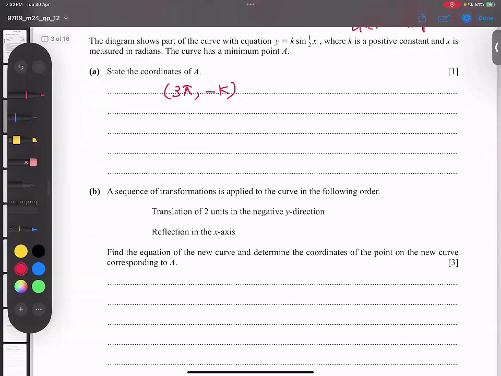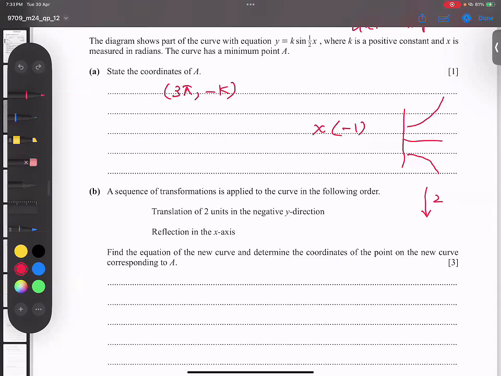A sequence of transformations is applied to the curve in the following order. Translation of 2 units in negative y. It means 2 units, negative y means it's going 2 units downwards. And reflection in the x-axis. So when you reflect any curve in the x-axis, every y value is multiplied by -1. Because see, there's a positive value and it turned to be a negative value.